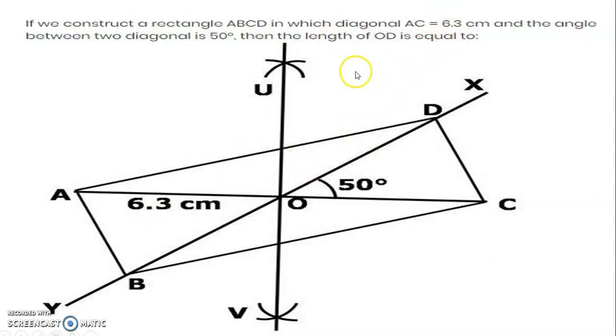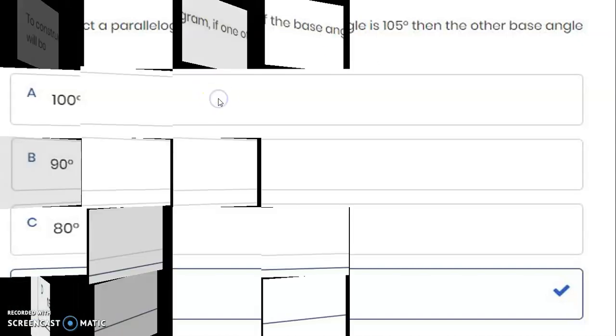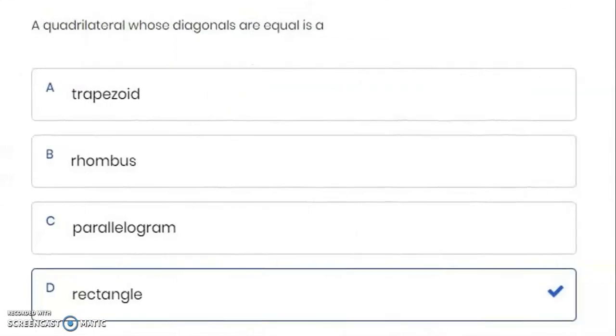Okay, children. The next question is, to construct a parallelogram, if one of the base angles is 105, then the other base angle will be? In a parallelogram, we have seen a property: the sum of adjacent angles in a parallelogram is 180 degrees. They have given us that one of the angles is 105. So the remaining angle will easily be 75 degrees. Not much difficulty in this question. Only thing is you should be able to recall the properties of all the shapes.